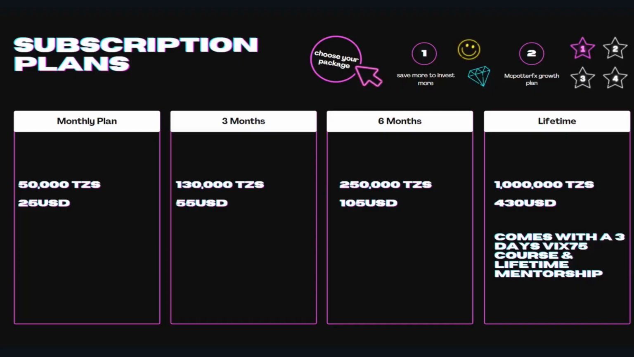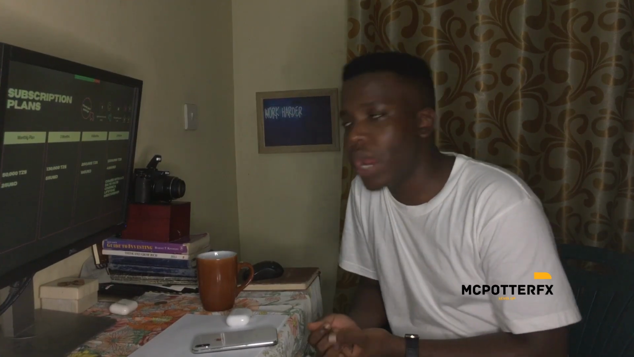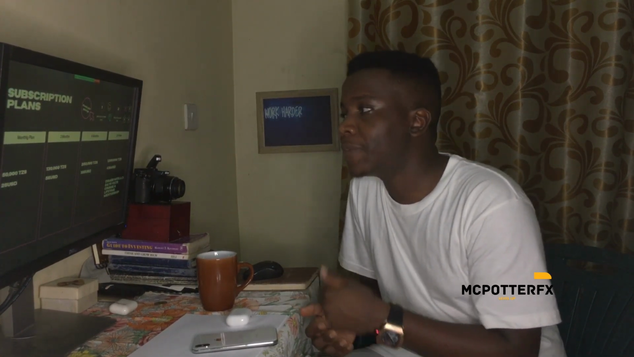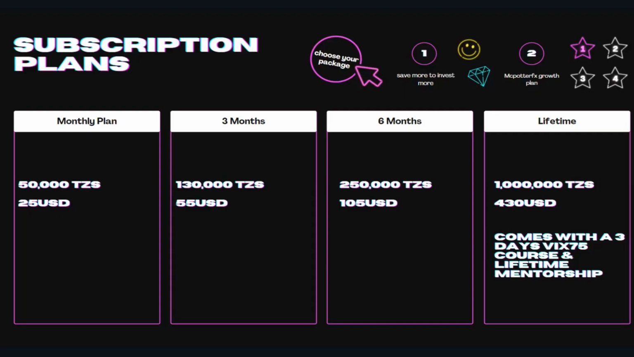So we have the monthly plan, which is 50,000 Tanzanian shillings, equivalent to $25 if you're paying through any international money exchange. We also have the 3-month subscription plan, which is 130,000 Tanzanian shillings, which will cost you roughly $55. And we also have the 6-month subscription plan, which is $250, equivalent to 250,000 Tanzanian shillings, and to introduce to you the lifetime membership, which will cost you $430, equivalent to 1 million Tanzanian shillings.